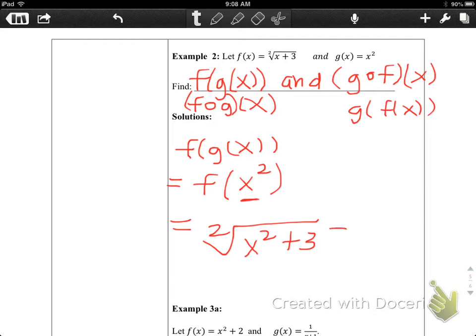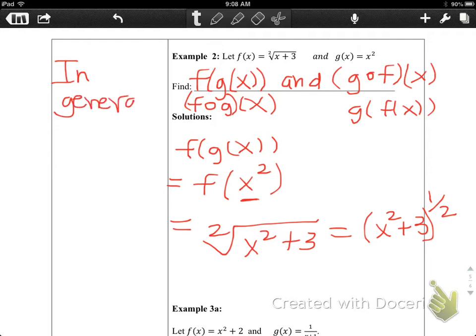The only other way you could write this, and this is something to keep in mind for the future, is that the square root of x squared plus 3 can be written as x squared plus 3 to the 1/2. That's another way to write that problem. In general, you should make a note of this rule, because it will definitely come in handy: the nth root of x always equals x to the 1/n. Just keep that rule in mind. And now I want you to do g of f of x on your own. Okay, and I will stop here.